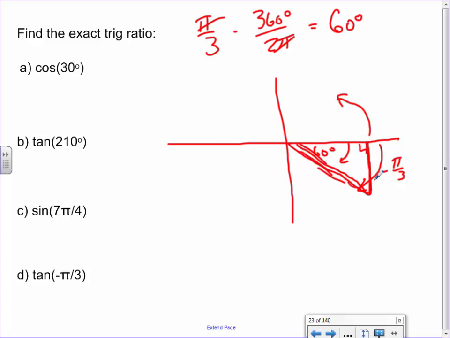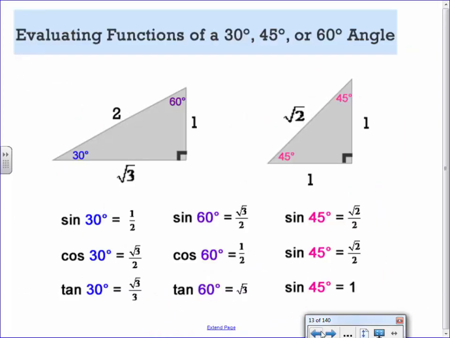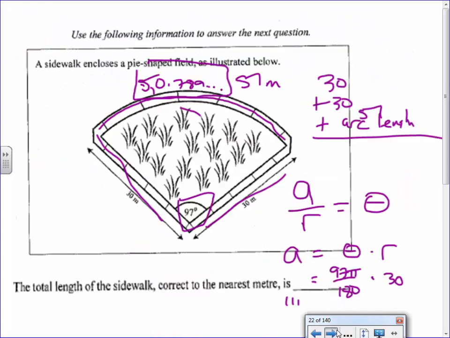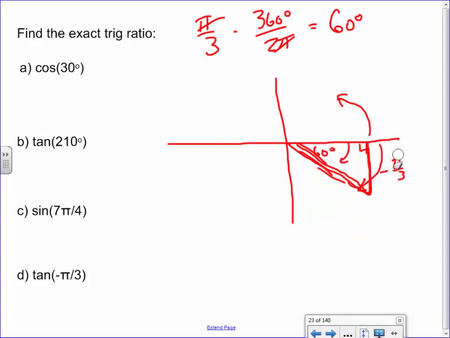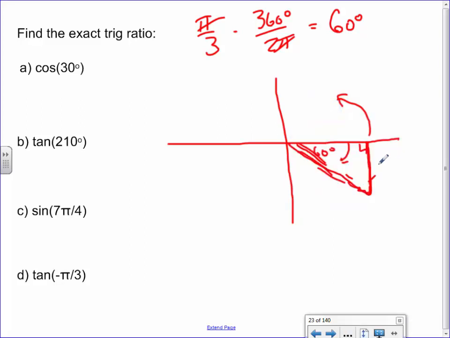Well, now I need to label the sides of this triangle. So I'm just going to go back to way back where it was right here. Look them up again. Let's see. 60 is across from root 3. 30 is across from 1. Let me clean this up a little bit here. 60 is across from root 3. 30 is across from 1. That means that's the 2.